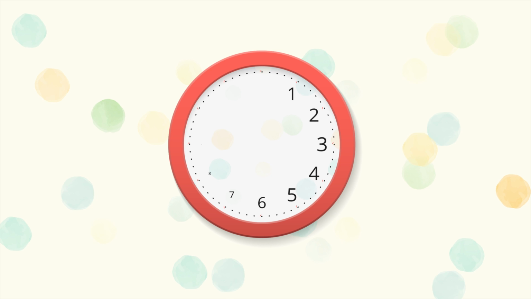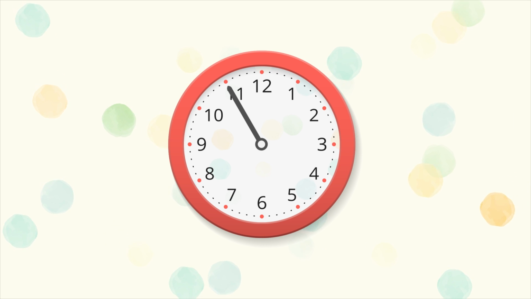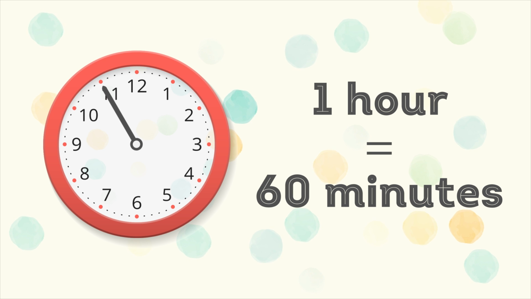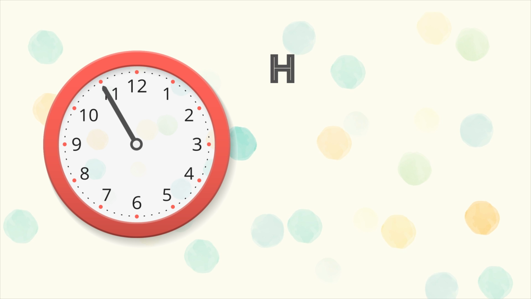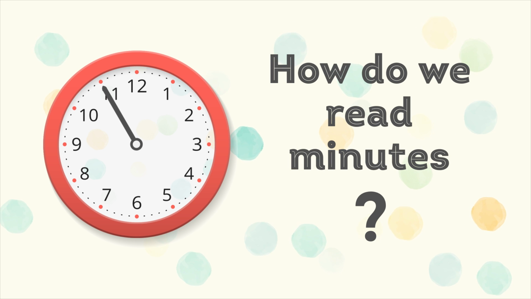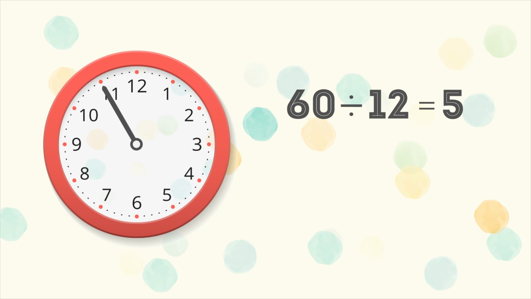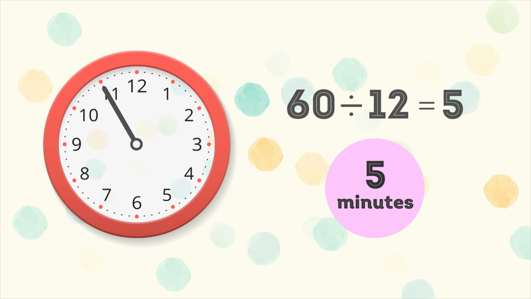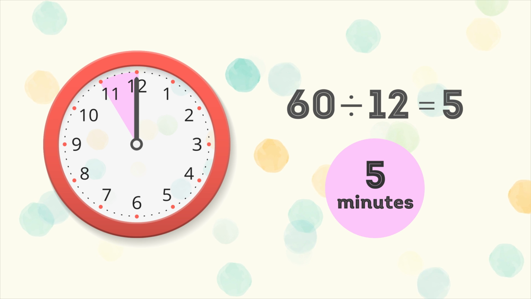To tell the minutes, we use a longer minute hand. But reading minutes takes a little more practice. 1 hour has 60 minutes, but we only have 12 sections on the clock. So how do we read the minutes? If we divide 60 by 12, we get 5. It means it takes 5 minutes for the minute hand to travel from one section to the next.